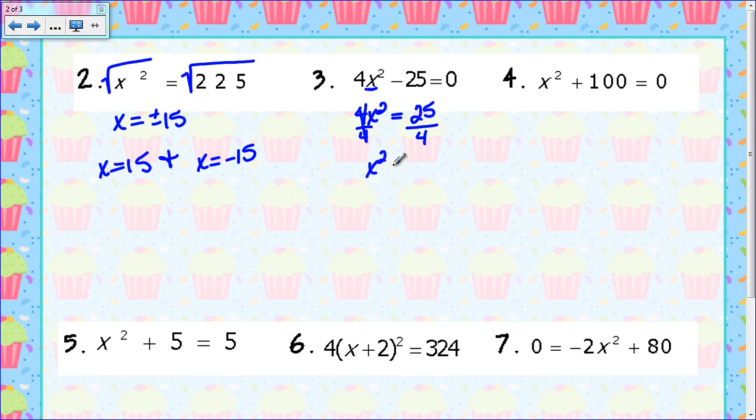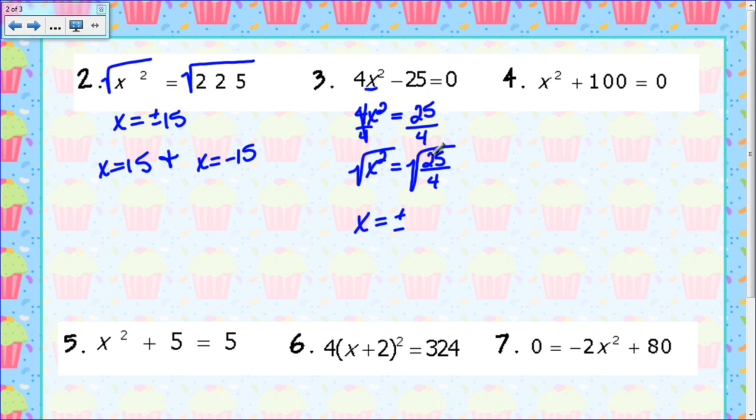Well, 25 does not divide by 4 evenly. So we're going to leave it as 25 over 4. Don't even try to divide it and make a decimal or anything. Just leave that fraction alone, because now I can take the square root of both sides. And yes, we can take the square root of a fraction. Remember, it's going to be plus minus.